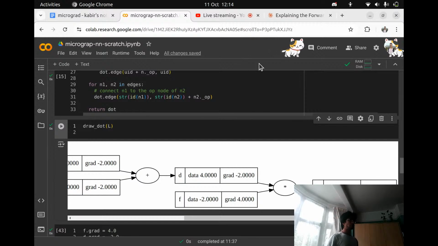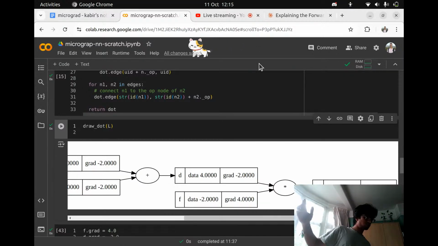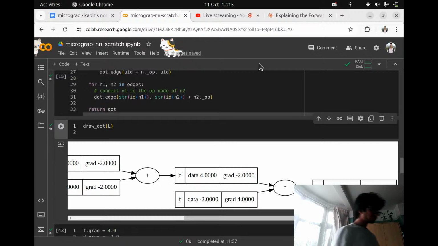So here we know that D is C times C plus E. That's what we know. And now we're interested in dD by dC. If you just know your calculus and you remember, then differentiating C plus E with respect to C gives you 1 and 0. And we can also go back to the basics and derive this.